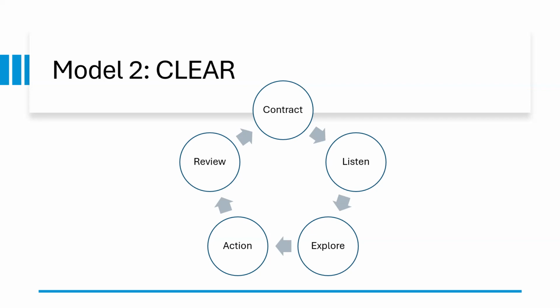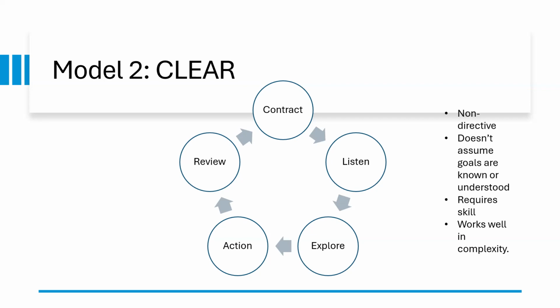So CLEAR, as you can see, is not as simple, not as linear as GROW. It allows for more messiness and complexity, particularly that listen space. It doesn't assume anything. It's just about giving your client or colleague, the person that you're supporting, space to think and speak. So it's non-directive. It doesn't assume goals are known or understood. It does require skill to do, so there's quite a lot of fine judgment. I would say it's a more advanced model and way of working as a coach and mentor because it is non-linear. You might find that you go in every direction.